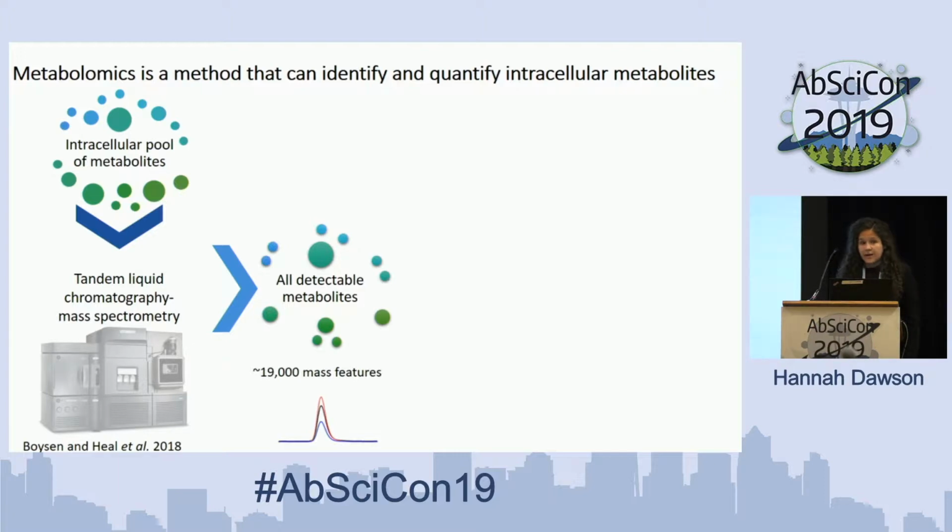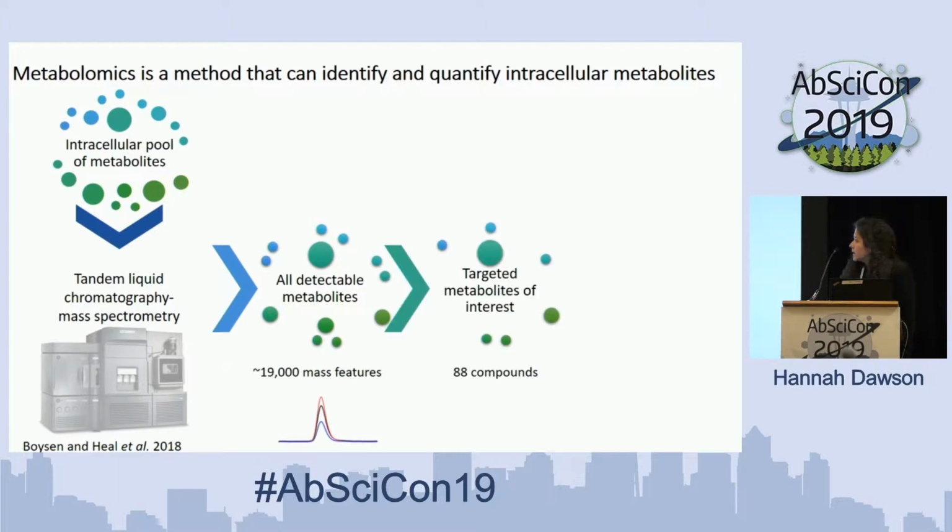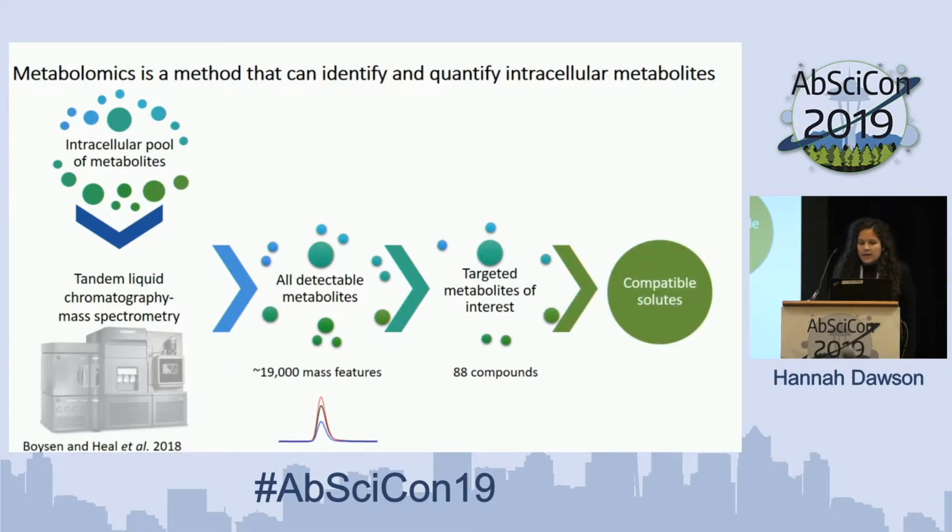But another approach is to look at a pared down list of compounds that we're interested in going into a study. And I'm going to refer to those as targeted metabolites. And again, for scale, this is around 88 compounds in my sample type. And specifically today, I'm going to be talking about a group of compounds referred to as compatible solutes. And I'm interested here in how altering temperature and salinity conditions change the compatible solute pools in sea ice algae.